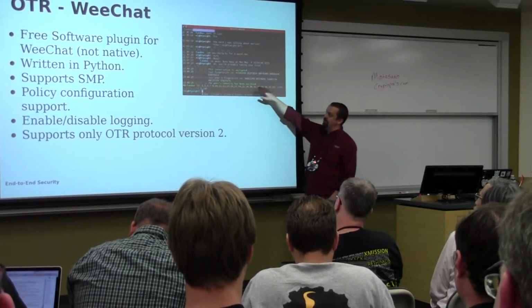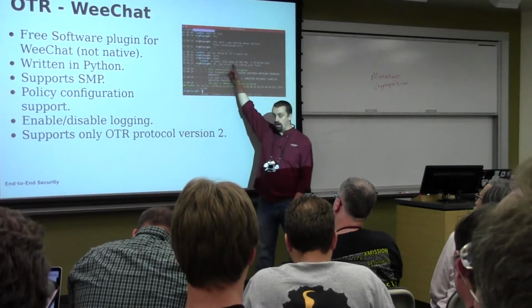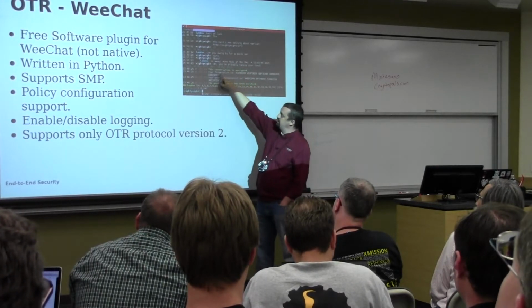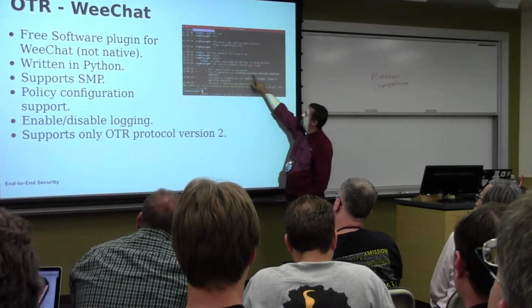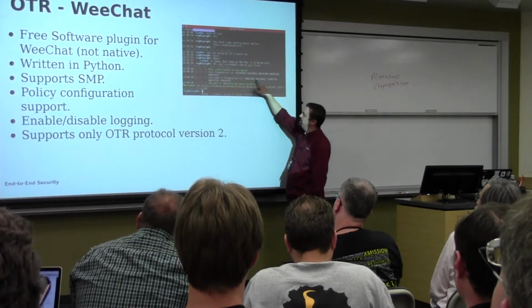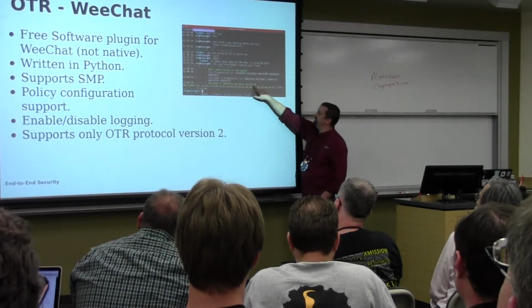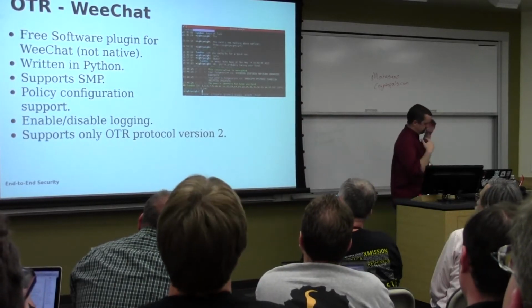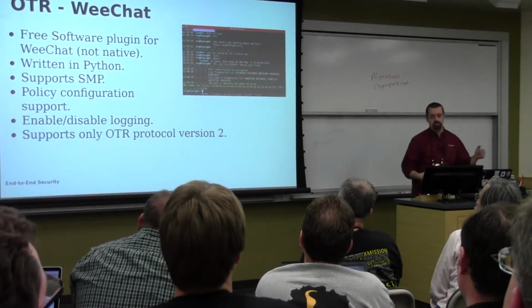But in this case, I'm having a private chat on IRC with this guy named Landon, and I just ran an OTR status to show what my fingerprint is, what his fingerprint is, and we've been verified. I have verified Landon's authenticity. I am chatting with the Landon I expect to be chatting with. Okay?